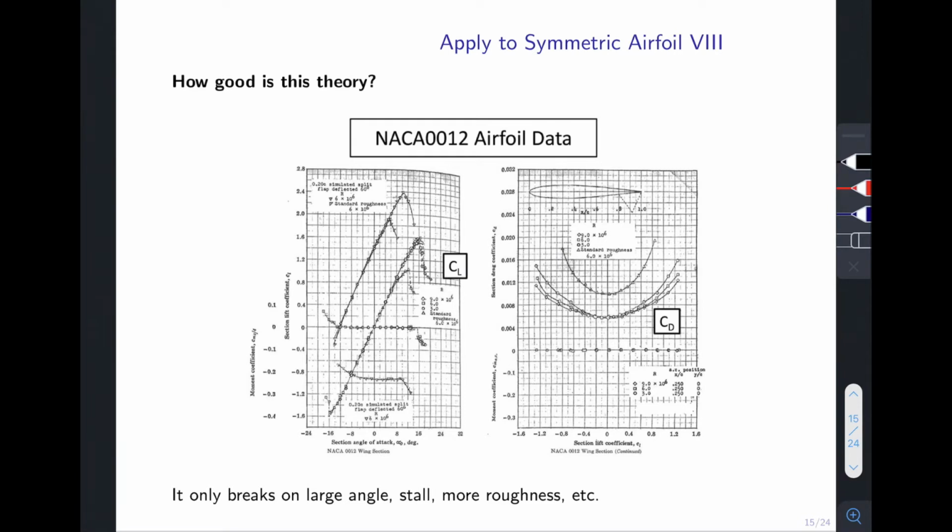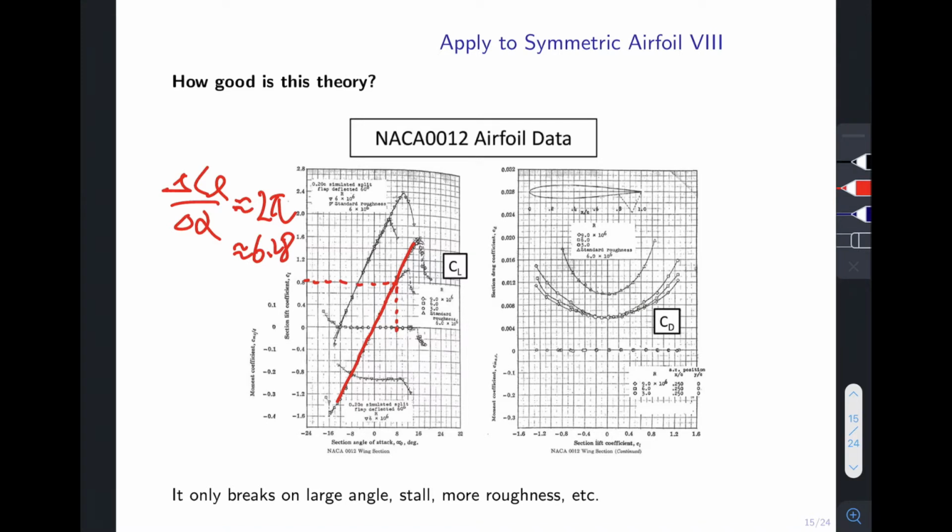Good. So how good is this theory? Here is the airfoil data for NACA 0012. If it starts with 00, you know it's a symmetric airfoil for sure. For this case, it's actually pretty good. If you try to compute the slope of this line, you can convince yourself. You can just go over there and compute delta CL divided by delta alpha. Now the alpha here is in degrees. So you will see that it's approximately 2 pi, approximately 6.28. So it's actually pretty good in terms of the lift coefficient.